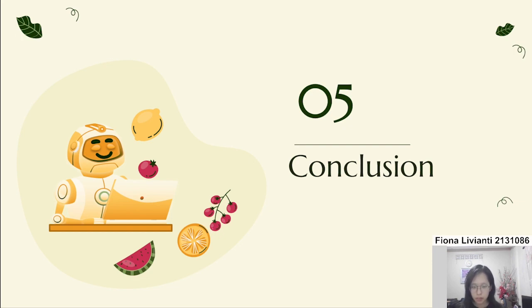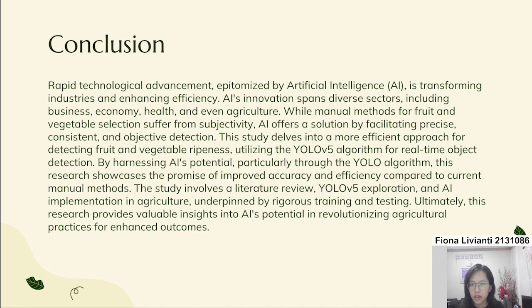So, conclusion. Rapid technological advancement optimized by artificial intelligence, or AI, is transforming industries and enhancing efficiency. AI's innovations span diverse sectors, including business, economy, health, and even agriculture.